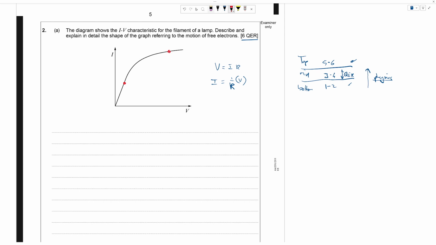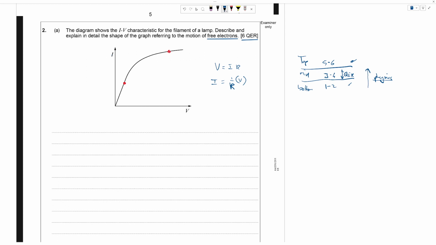I would suggest the approach to that should be to talk about the cause of resistance. So what is it that causes resistance? It tends to be collisions or interactions between those drifting free electrons and the ions within the filament. So that's where the resistance comes from. The next and arguably final phase of answering this question would then be to try and explain why that value has changed. Why is resistance changing? And specifically, why is that happening at higher values of I?